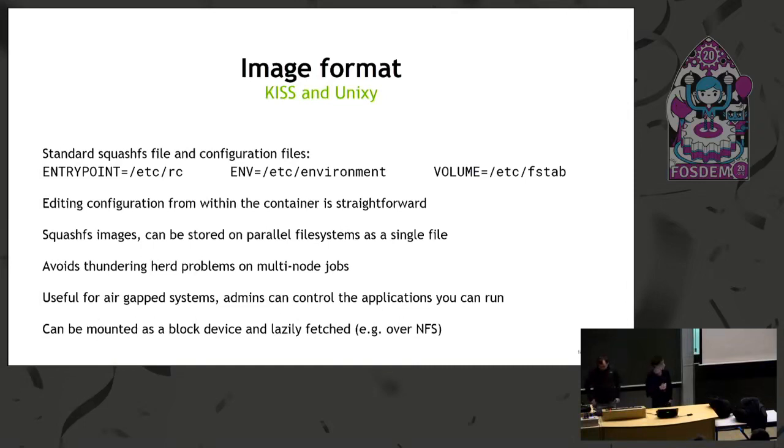We like SquashFS images because you can store them as a single file on the parallel file system and pull that really fast internally, and also avoid all the thundering herd problems that you have when you kick in multi-node jobs and it starts pulling the image like 100 times. Also useful for air gaps, where the admin can control what you can run, so it imports the SquashFS and just stores it on the cluster. And you can also mount it as a block device and have it lazily fetch, for example, through NFS or something.